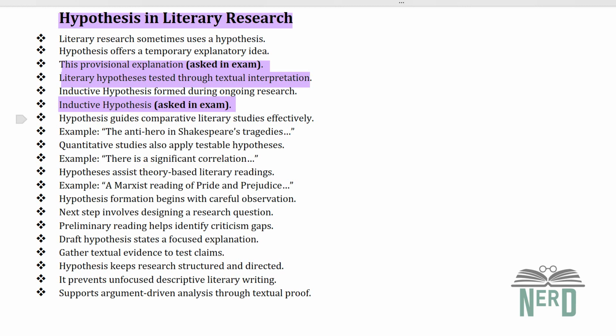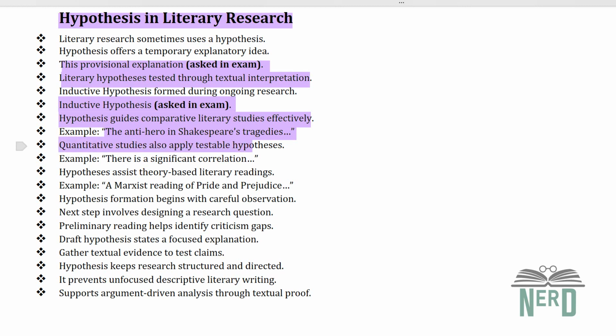Now let's look at when a hypothesis is actually useful in literary studies. It works best when the research involves something measurable, comparative, or theory-based. For example, in comparative studies, a hypothesis helps you compare techniques or themes across writers or periods. You might say the anti-hero in Shakespeare's tragedies shows less psychological depth than in Dostoevsky's novels. This gives you a clear direction and something specific to check in both writers.